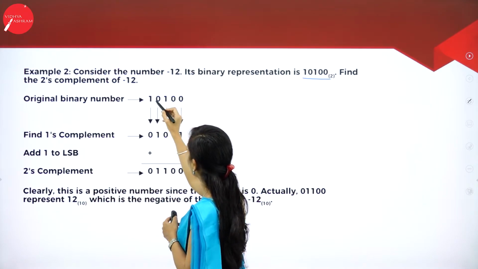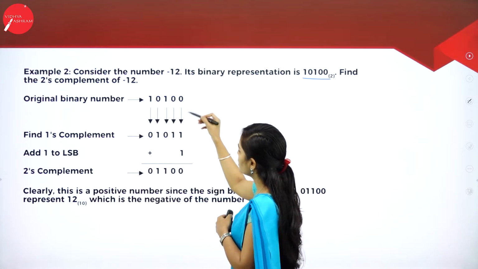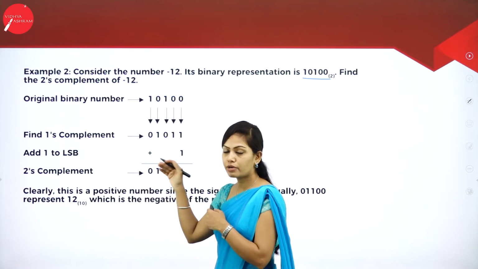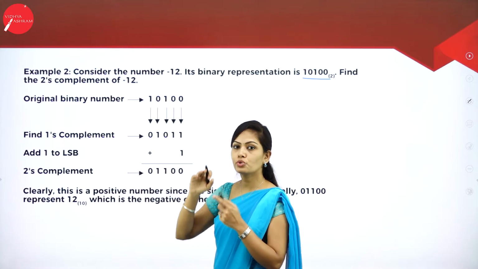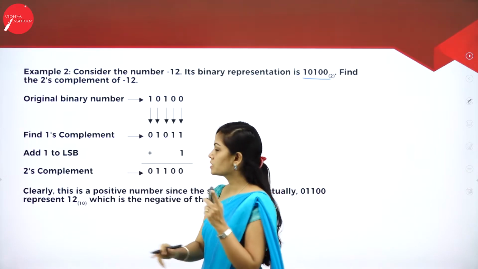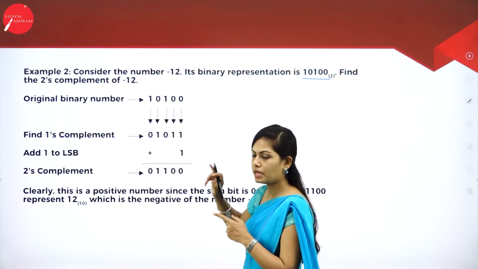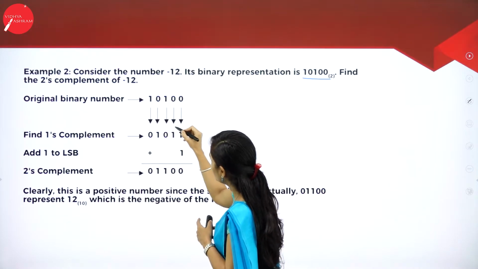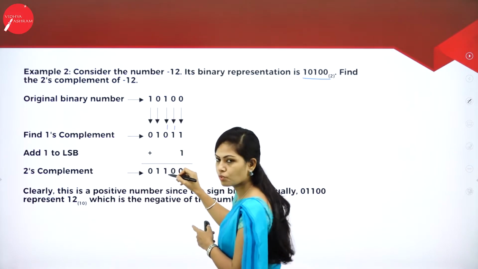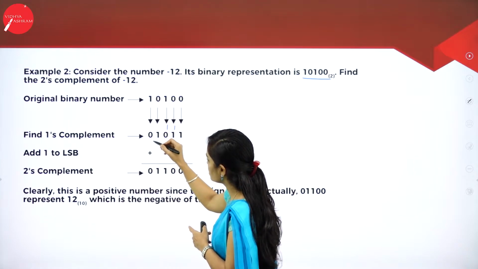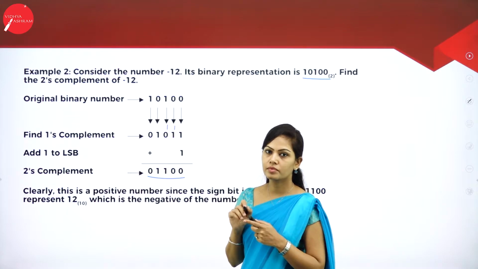So first we have 1. 1 changes to 0, 0 changes to 1, 1 to 0, 0 to 1, 0 to 1. So we have converted this into 1's complement. Next we have to convert this into 2's complement. You should add 1 to the least significant bit. Add plus 1. So 1 plus 1 is 0 and 1 carry. 1 plus 1 is 0, 1 carry. 1 plus 0 is 1. And 1 plus 0 is 1, 0 plus 0 is 1. This is your 2's complement value.